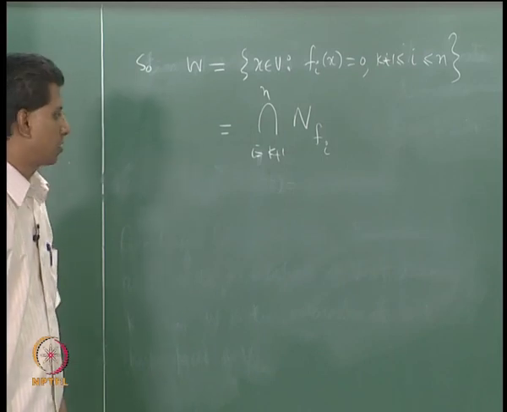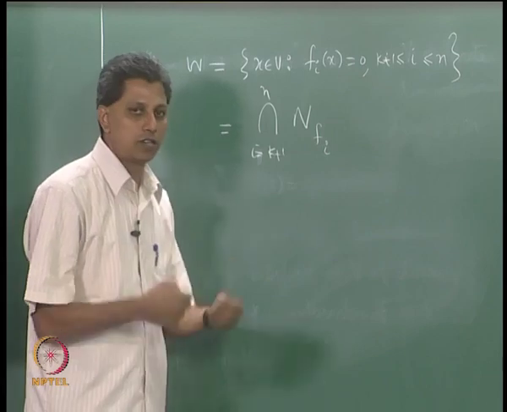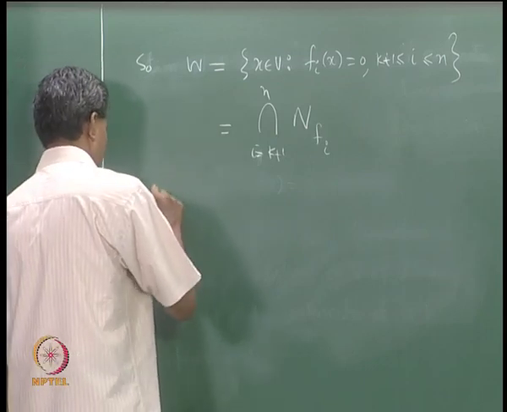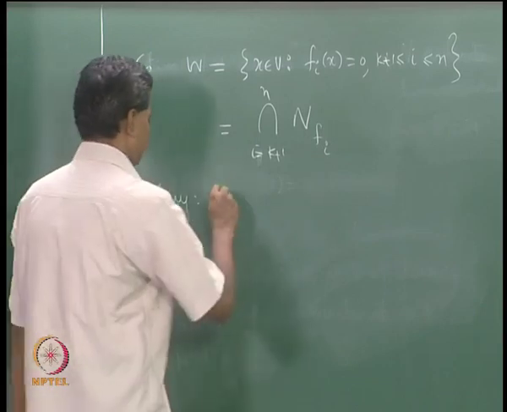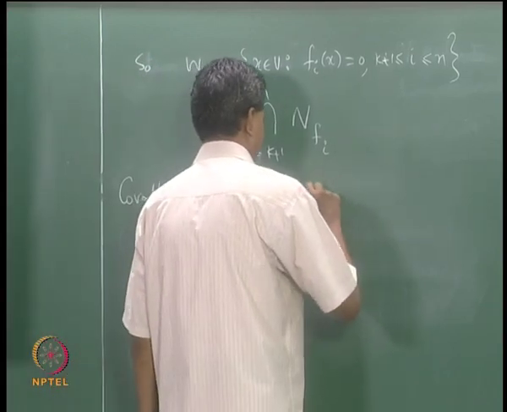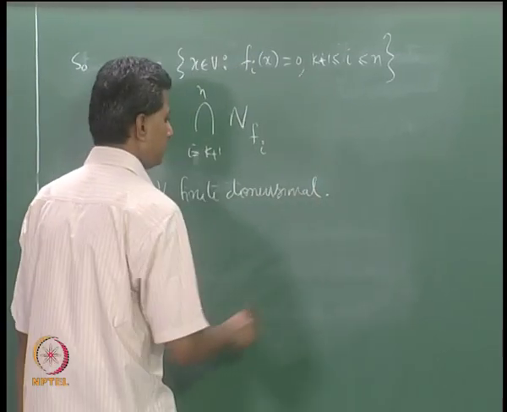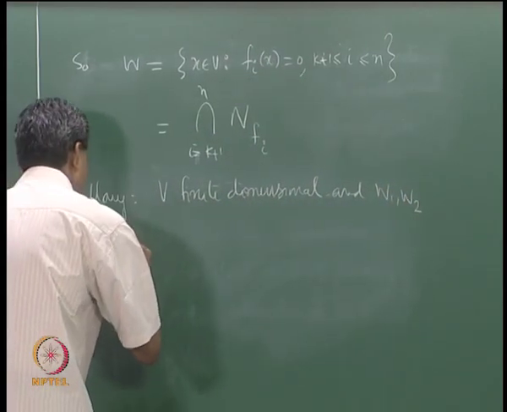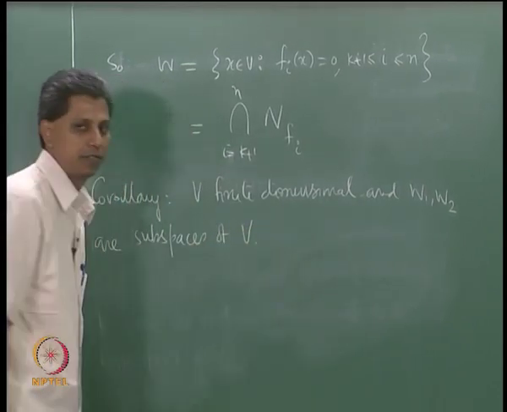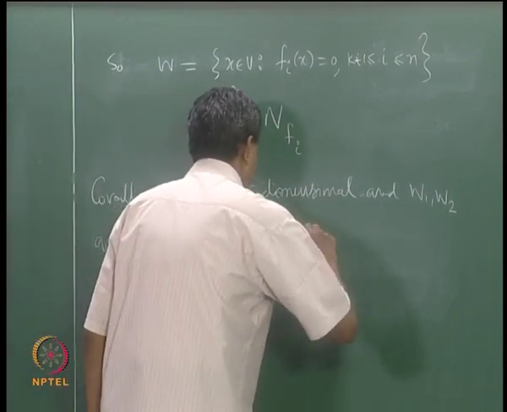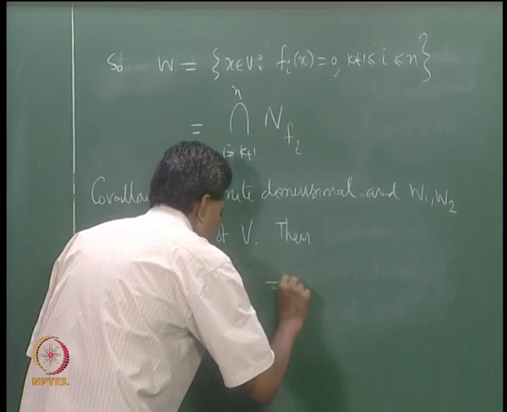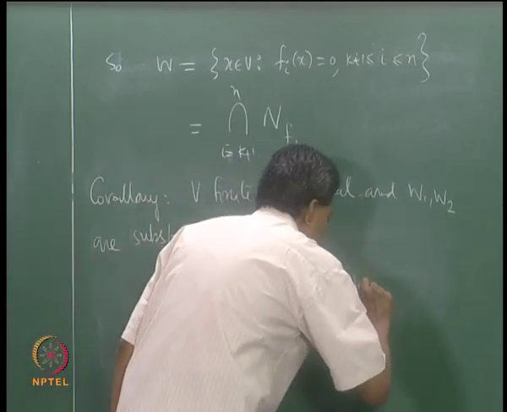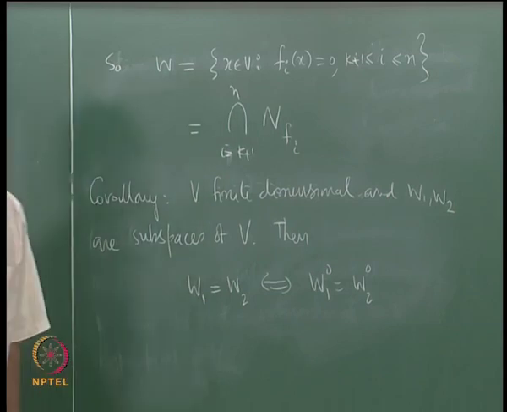There is another corollary which talks about the relationship of two subspaces and their annihilators really. So second corollary, V is finite dimensional, and W1, W2 are subspaces of V. Then W1 is equal to W2 if and only if their annihilators are equal. W1 0 is W2 0. Two subspaces are equal if and only if their annihilators coincide.